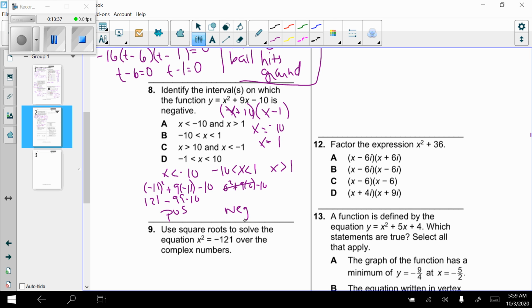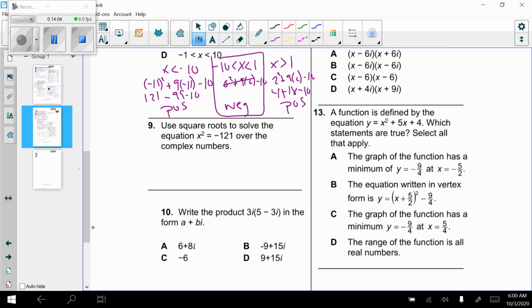Pick a number greater than 1 over here, so I'll just pick 2. 2 squared plus 9 times 2 minus 10. 4 plus 18 minus 10. And again, I see that this is a positive number. They asked me for negative, so this was my interval where it was negative, where x was between negative 10 and 1. That is B.